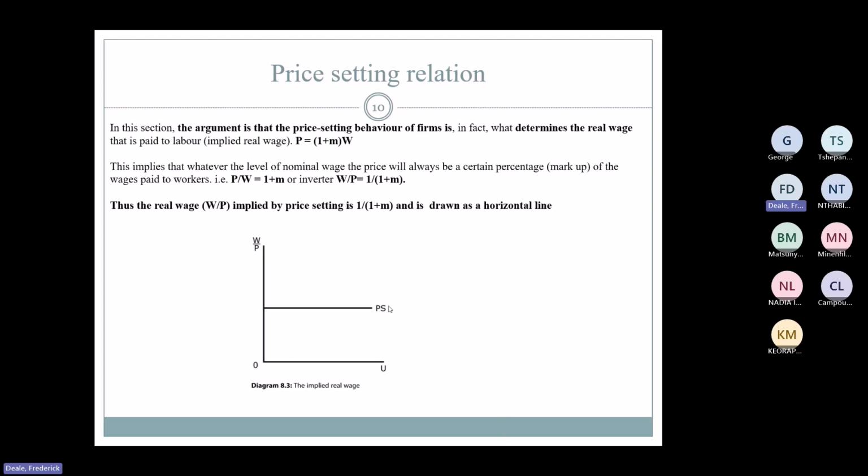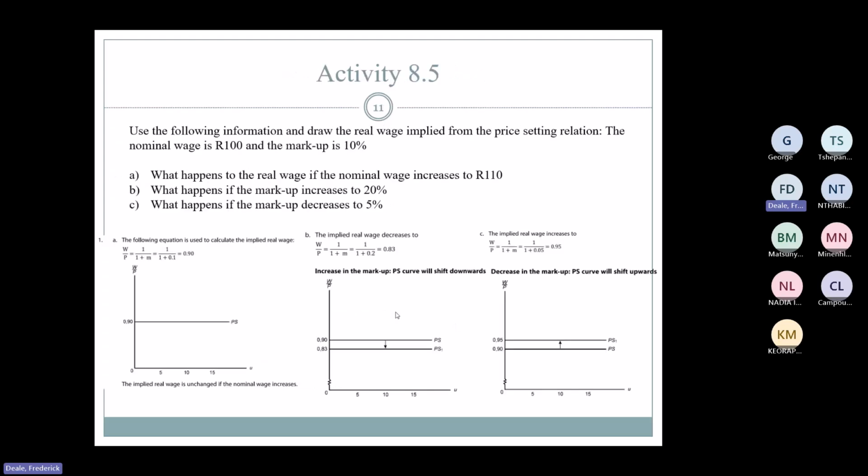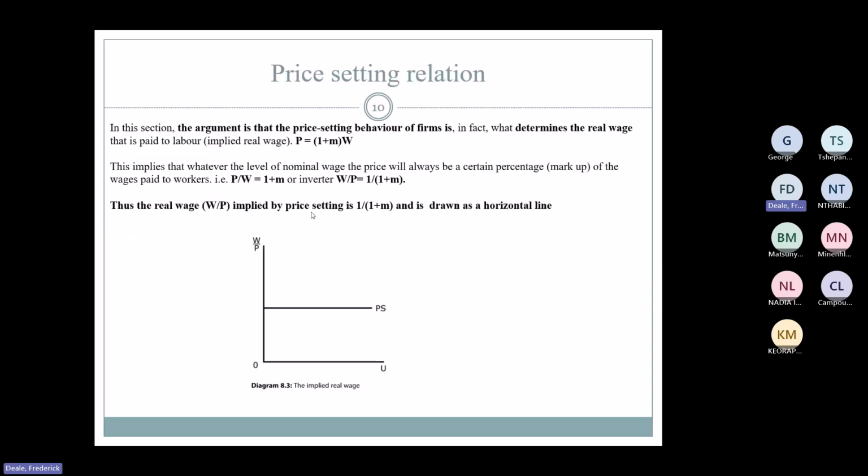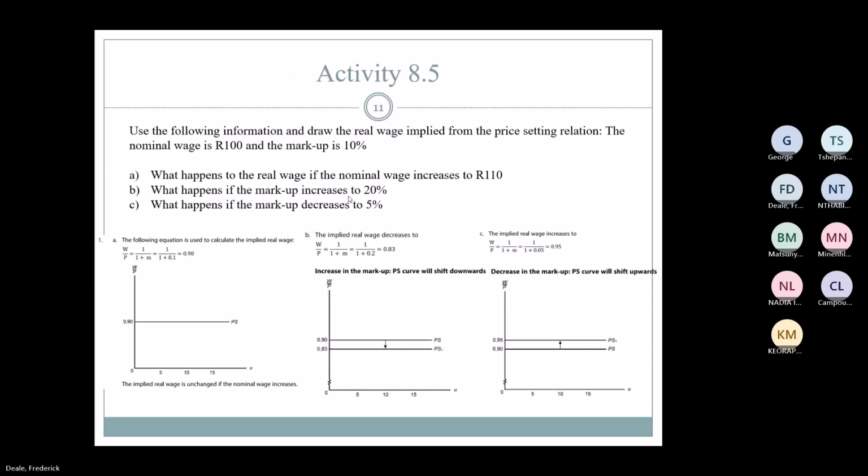And that's quite interesting because it's just a horizontal line. It doesn't matter what actually happens to the unemployment rate. It doesn't affect the prices or the price setting relationship. As we did in activity 8.4, we dealt a bit with changes to the wage setting relationship. So what does it mean to shift down or up, and movement along versus a shift up or down? Now let's look at practically what happens to the price setting equation.